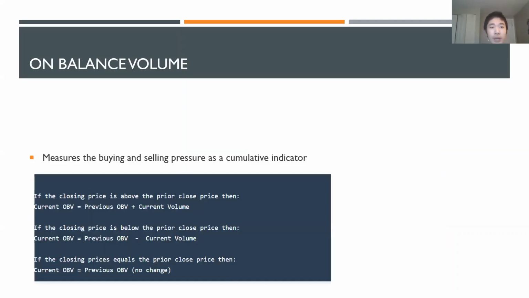Thirdly, we have unbalanced volume. Unbalanced volume measures the buying and selling pressure as a cumulative indicator. I think the formula is relatively easy to understand. For example, if the closing price is above the prior closing price, then we add the current volume to the previous unbalanced volume. If the current closing price is below the previous closing price, then we subtract the current volume from the previous unbalanced volume value. If it's the same, then there will be no change.